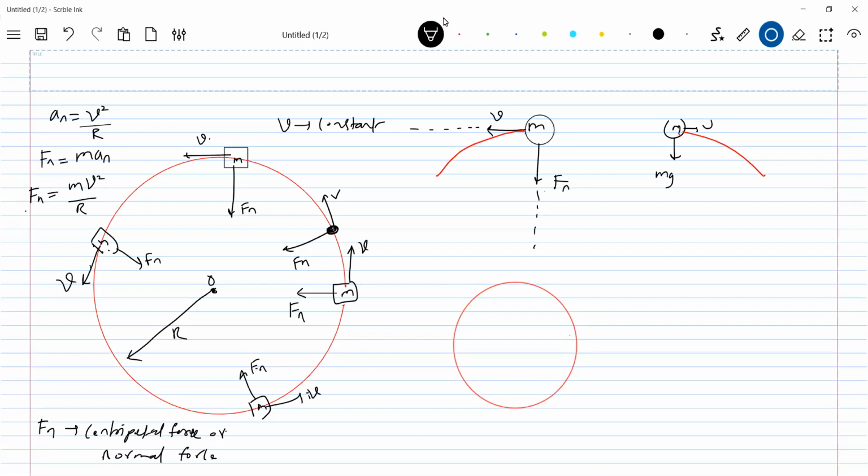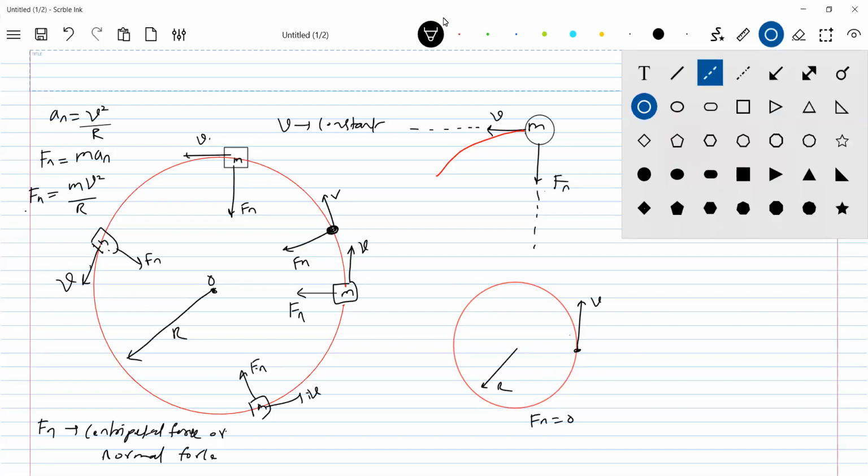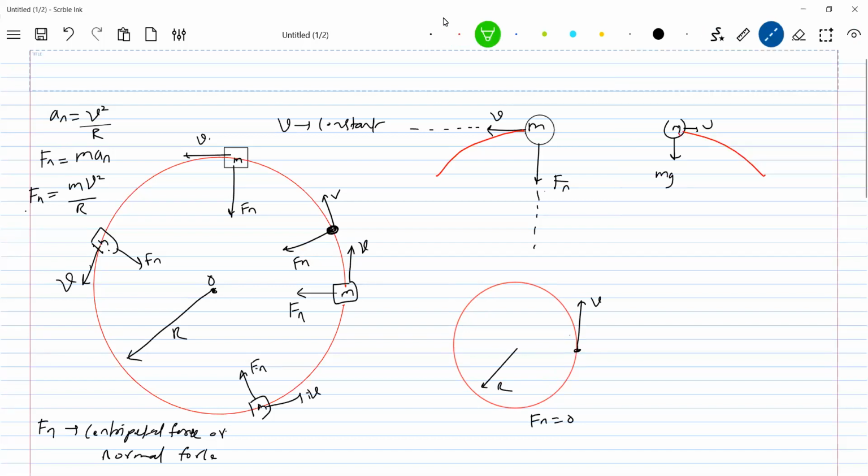So we'll take a situation where only velocity will be there, no centripetal force. Then how is the path of the particle? The path of the particle will be in this direction. This will be the path. Are you getting this one?